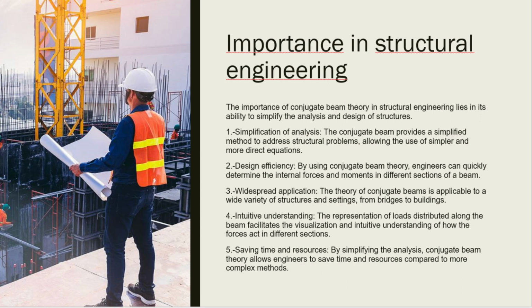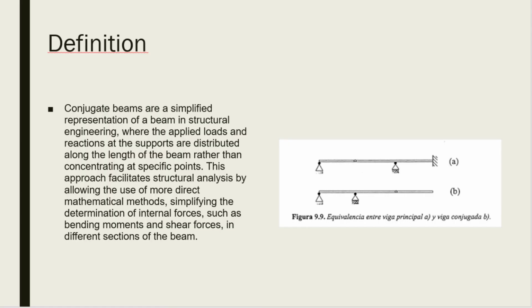4. Intuitive understanding. The representation of loads distributed along the beam facilitates the visualization and intuitive understanding of how the forces act in different sections. 5. Saving time and resources. By simplifying the analysis, conjugate beam theory allows engineers to save time and resources compared to more complex methods. Definition: conjugate beams are a simplified representation of a beam in structural engineering, where the applied loads and reactions at the supports are distributed along the length of the beam rather than concentrating at specific points.